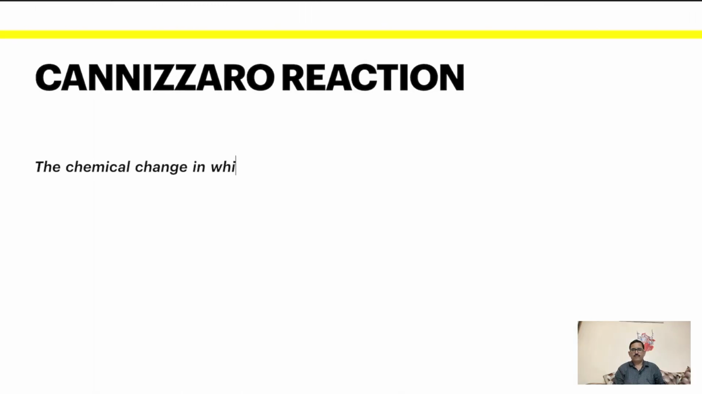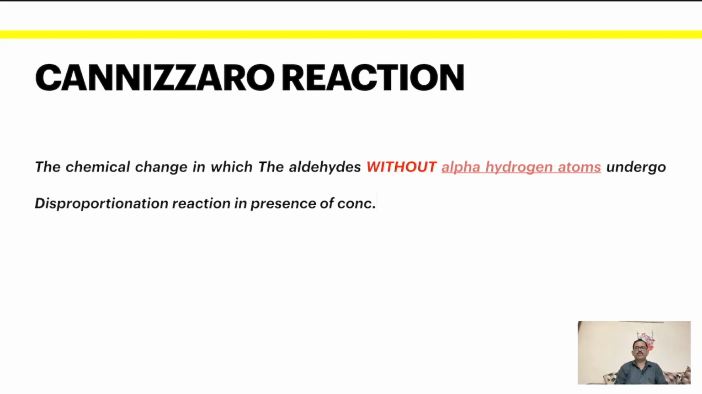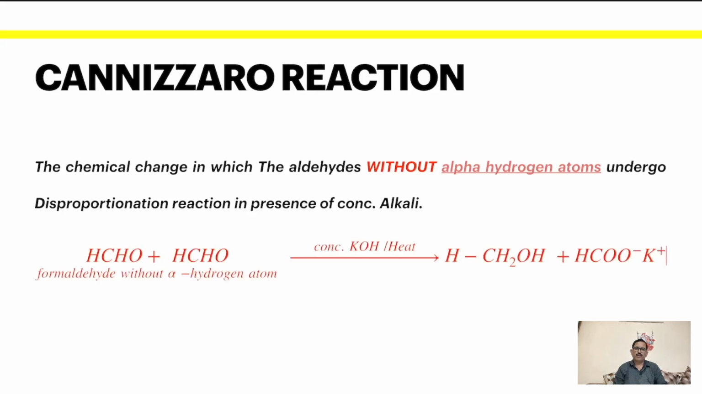This is a reaction which is shown by those aldehydes which do not contain alpha hydrogen. In the presence of alkali, when such aldehydes are heated, they undergo a redox reaction. The Cannizzaro reaction is also an example of disproportionation because this reaction takes place in such a way that oxidation and reduction of the same substance take place.